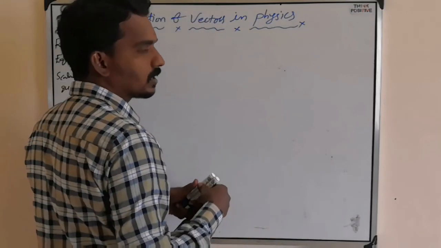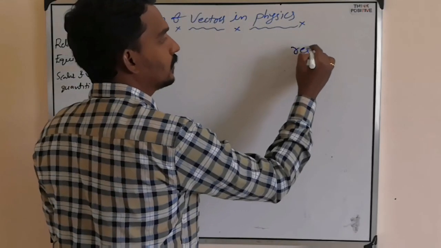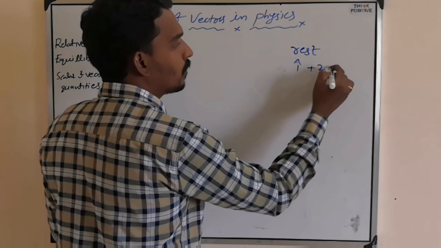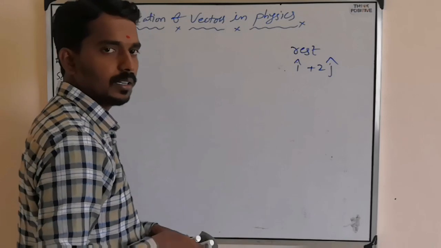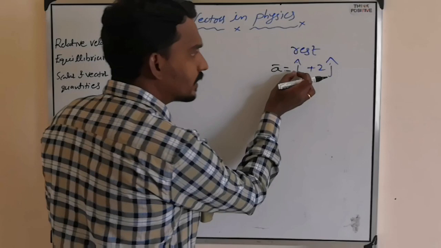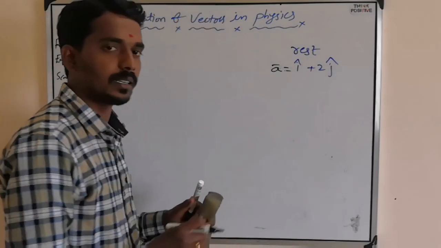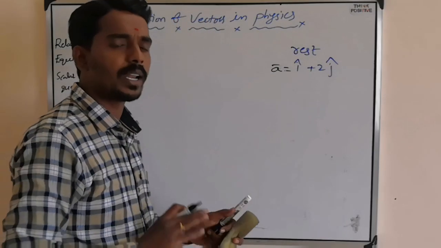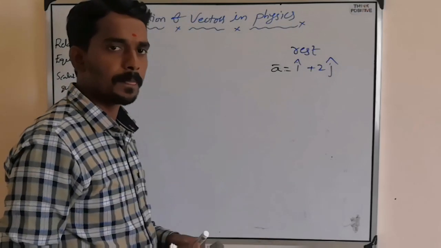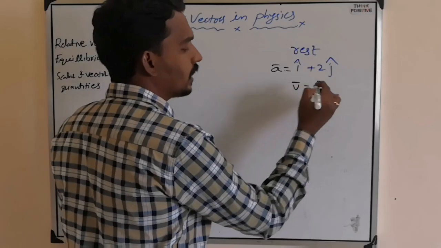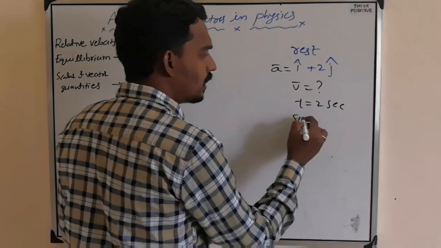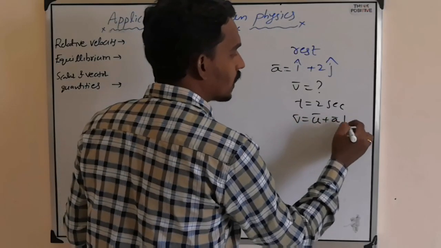A particle started from rest and accelerated uniformly with I cap plus 2J cap. This is the acceleration. There is one X acceleration, there is one Y acceleration. Earlier there was only one acceleration. So acceleration is in vector form. Then find the velocity after 2 seconds. Then the same equation you will use, but in vector form.